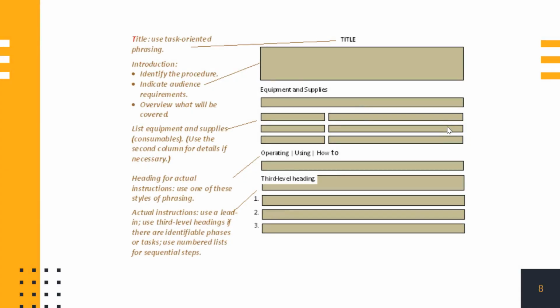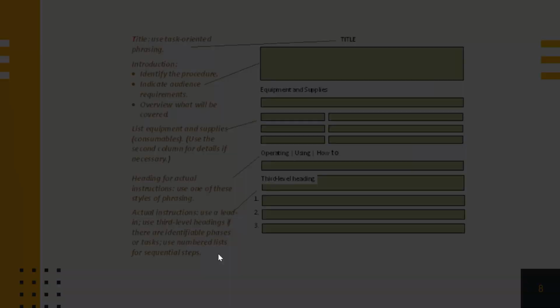So this is kind of what I'm expecting to see in terms of how this is broken down. You're going to have your title at the top. Under the title, you're going to identify the procedure, indicate the audience, and give the overview of what's going to be covered. Then a list of equipment and supplies. Your equipment can be here, and then details if necessary for these. And then you need a heading for the instructions. So you could say operating, using, or how to. And then for the actual instructions, use some sort of a lead-in or third-level heading if there are identifiable phases, or just numbers for sequential steps.